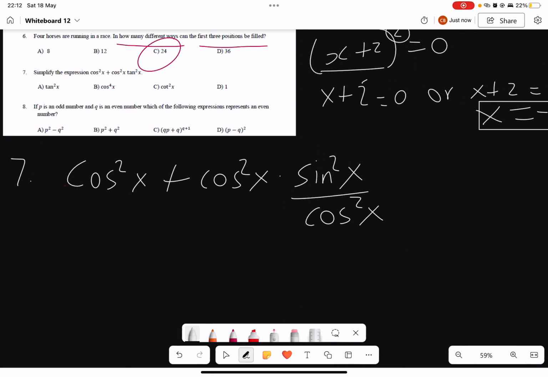All right, and then you can see that this cos and that cos will cancel. So we basically have cos squared x plus sine squared x, which is a Pythagorean identity of 1, right? Remember, sine squared theta plus cos squared theta equals 1.